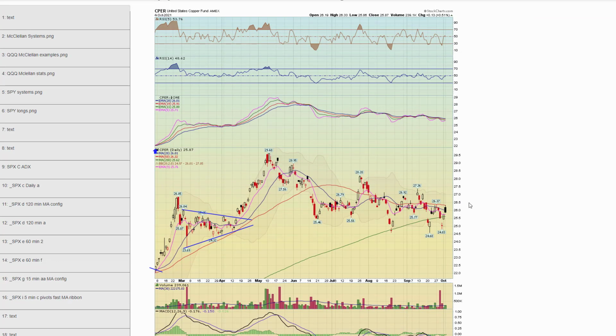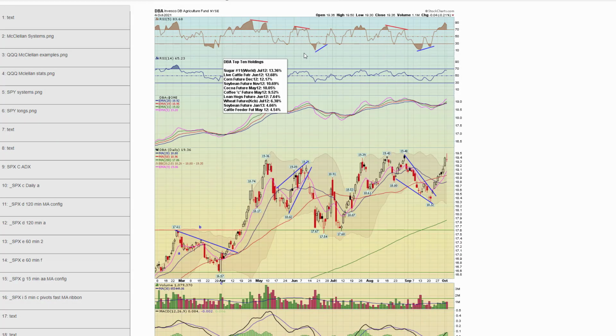Next. Chapter 54, CPER. It's the copper ETF. Should have drawn a downtrend line here, but should copper start to rally with some of the other commodities, this is a way to play it. Next, Chapter 55, DBA, was up initially today, but gave up those gains. Obviously a nice move out of this falling wedge. It is overbought up here.